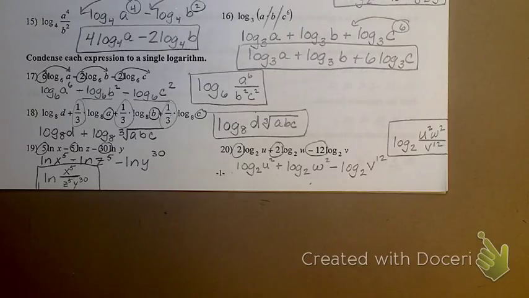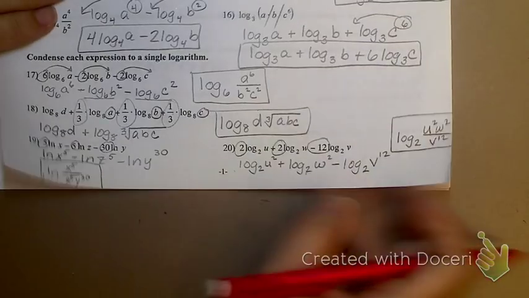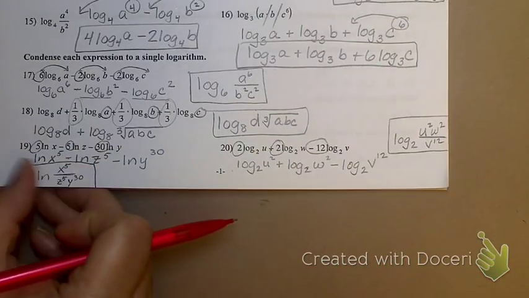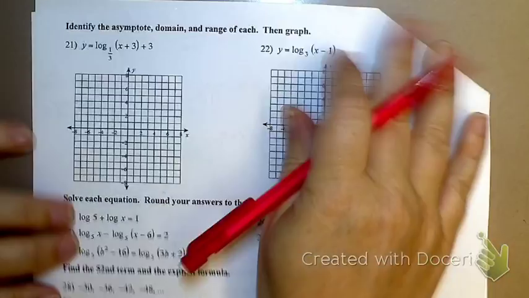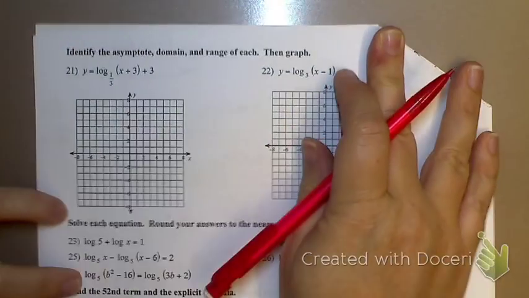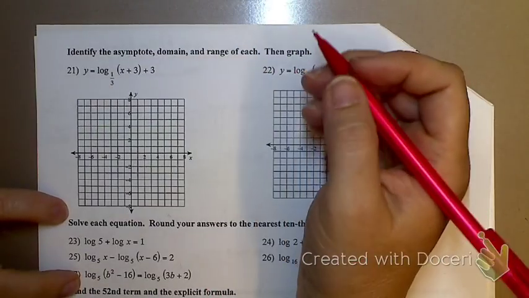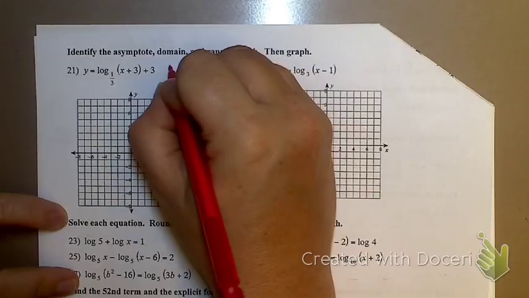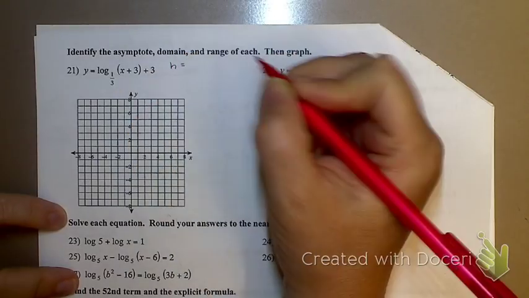Now we get into the fun part of logs, which is graphing. All right, identify the asymptote, domain, and range of each. So I'm going to start off with identifying what is h in this case.